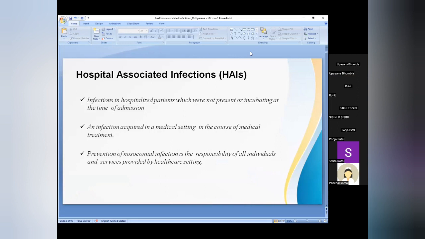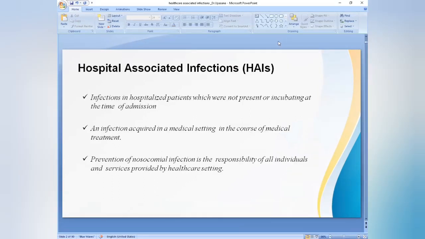So to define it, the infections which are acquired in the hospital by a patient admitted for a reason other than the infection in context. Or in layman's language, if a person has come with an X disease, but during the hospital duration, he or she has developed a Y disease, that is nothing but the hospital acquired infection or the healthcare associated infection. An infection acquired in the medical setting in the course of medical treatment is nothing but the healthcare associated infection.